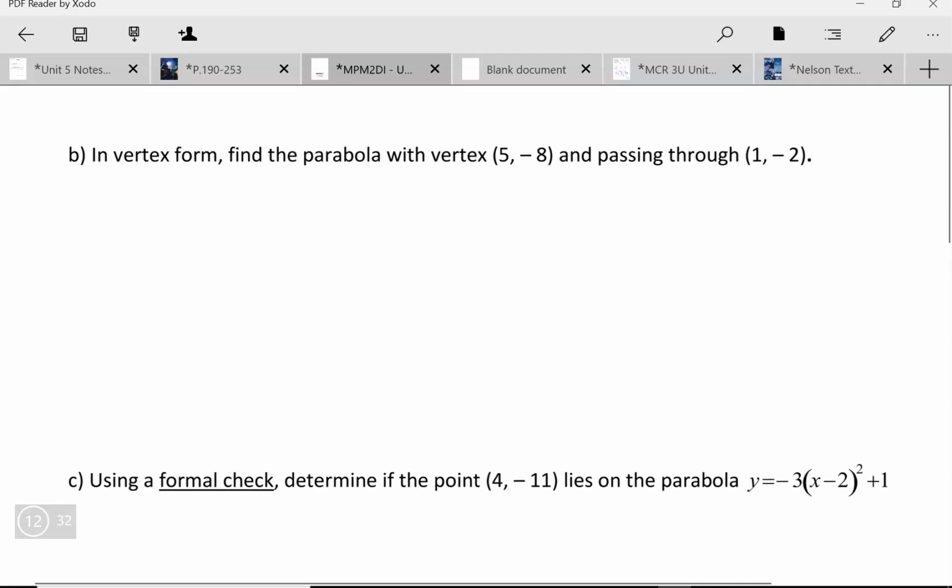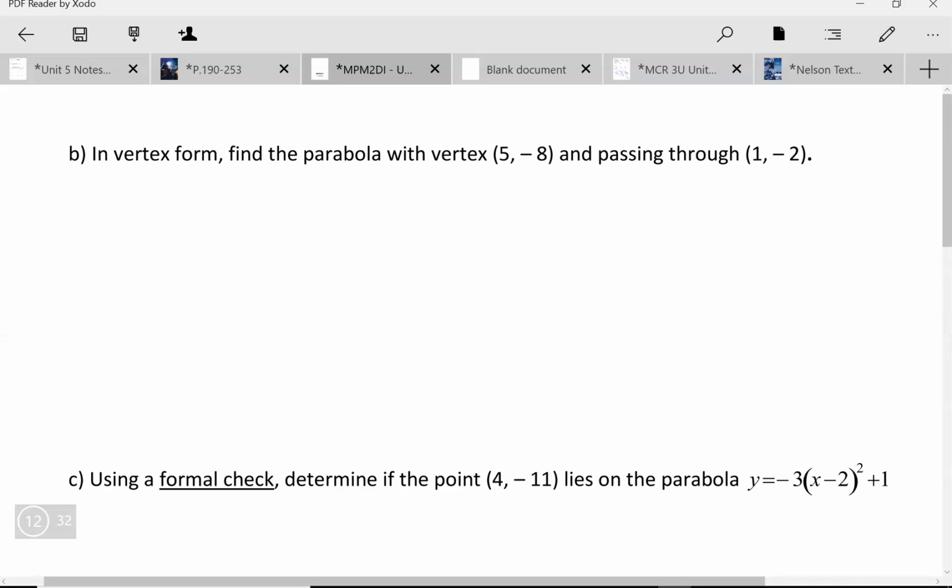In vertex form, find the parabola with vertex 5, negative 8 and passing through 1, negative 2. So okay, let's see what we're given here. We are given our h and k because that is the vertex, right? We are not given our a value. We don't know what it is, but we are given another random point, and we're going to talk about that.